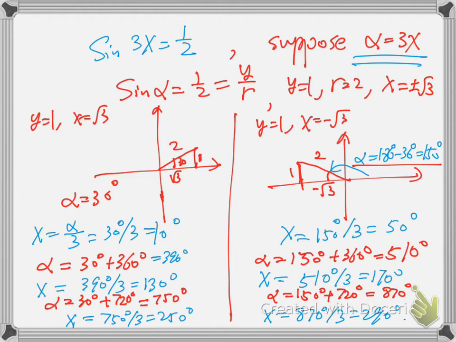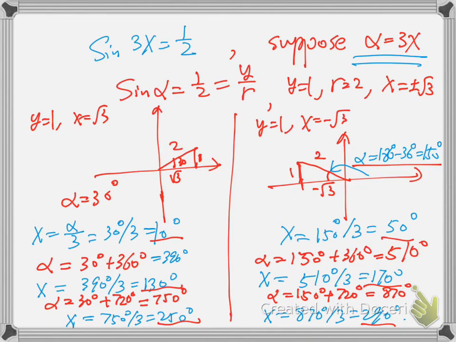So we have 6 solutions: 10, 130, 250, 50, 170, 290. So this is much harder than the inverse trig. Very hard question.